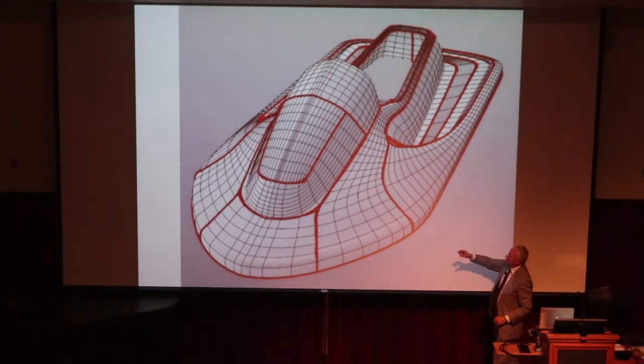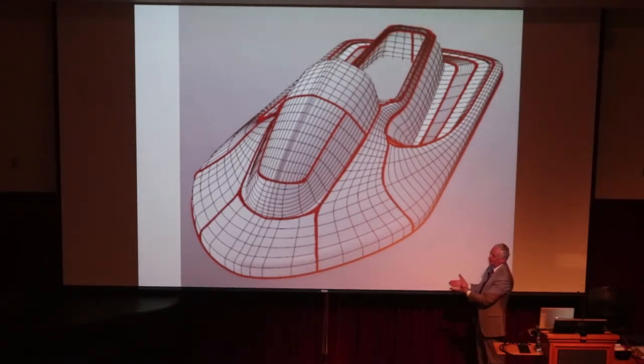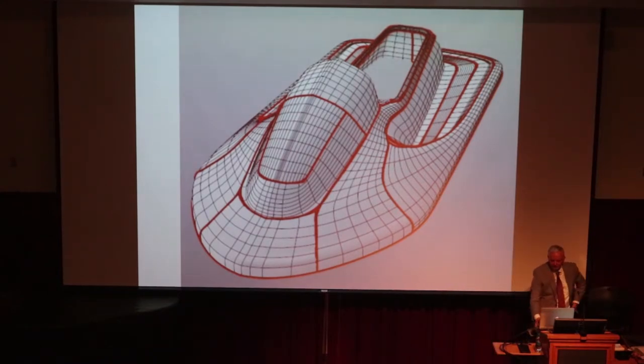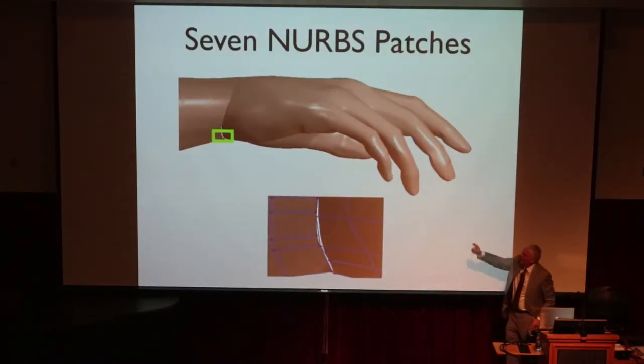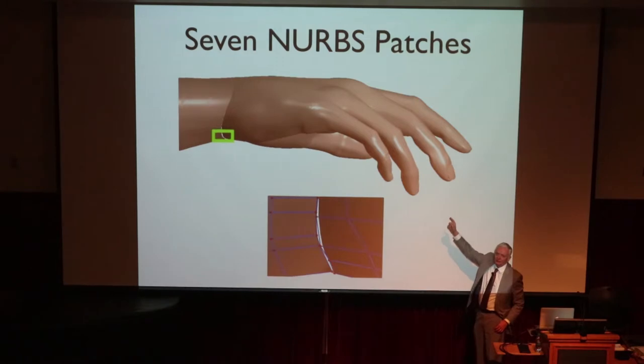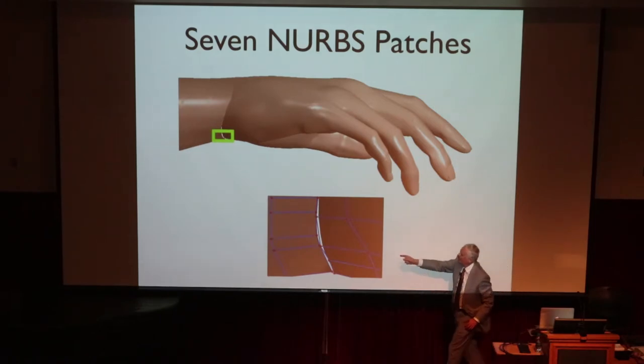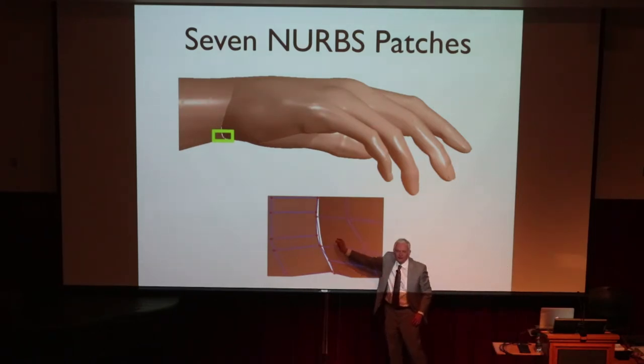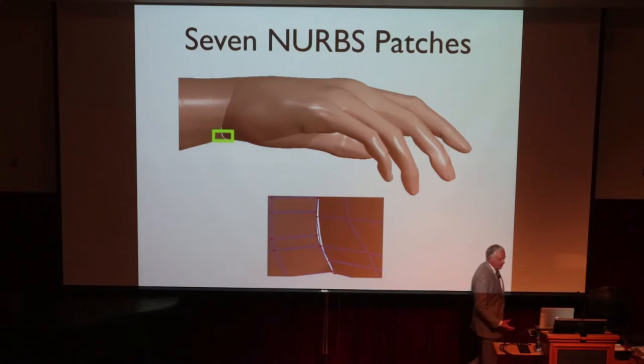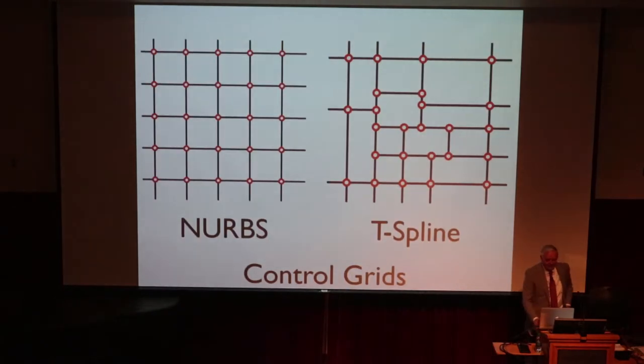Artists will move the control points, and it'll change the shape of this surface. The problem is every NURBS sheet is four-sided, so to do something very complicated, you've got to piece together by hand all of these four-sided sheets. So it's kind of a pain. Like this model of a hand consists of seven NURBS pieces, one for each finger, one for the arm, and one for the hand, and they don't fit together exactly. There are little gaps in the models, which are really a nuisance.